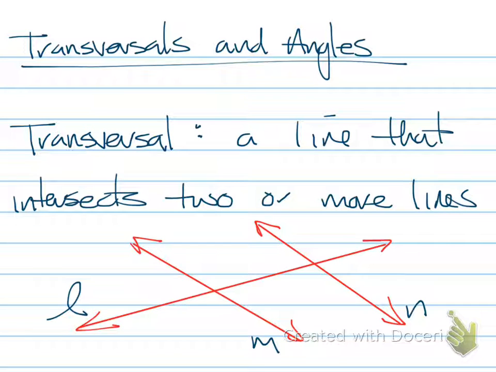In this lesson, we're going to be looking at transversals and the relationship between the angles that are formed with the intersecting lines. The transversal is a line that intersects two or more lines. So in the figure, line L is the transversal because it is intersecting lines M and N.